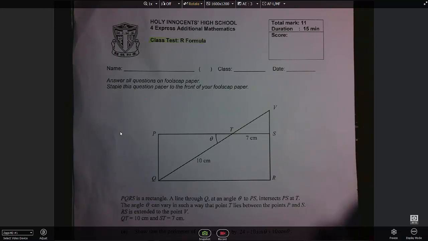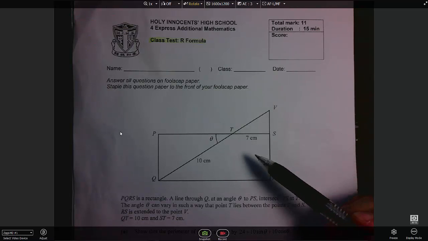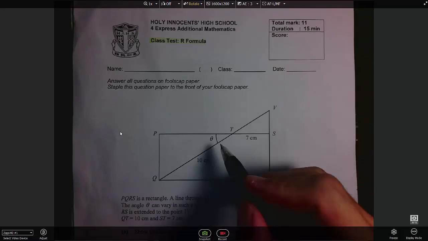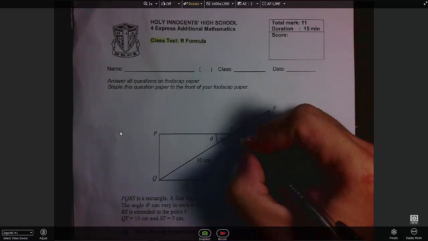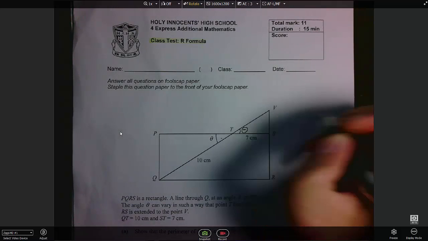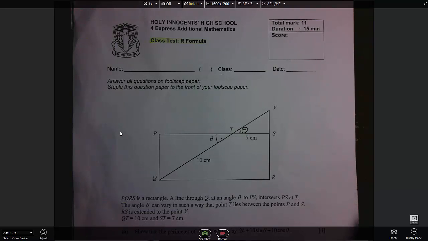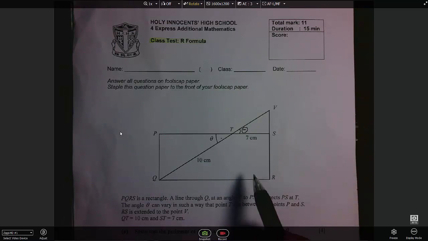Okay, today I give you the corrections for the class test on the R formula. First and foremost, you notice that this is theta. So by vertically opposite angles, this is theta as well. They want you to show that the perimeter of QRST is equal to 24 plus 10 sine theta plus cosine theta.